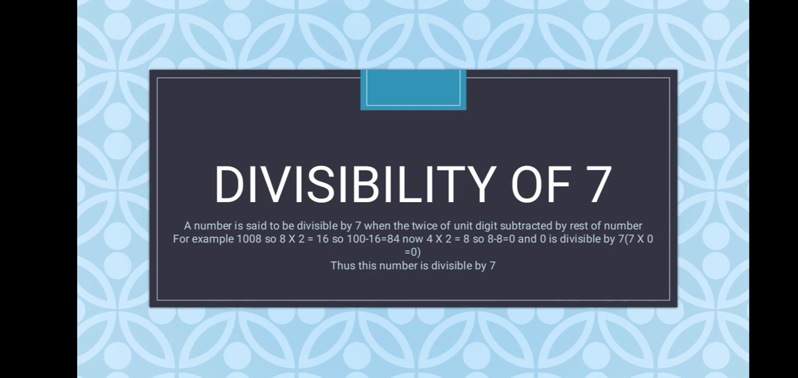Now the last digit is 4, so 4 into 2 is 8. So 8 minus 8 is 0 and 0 is divisible by 7, that is 7 into 0 is 0. Thus this number is also divisible by 7.